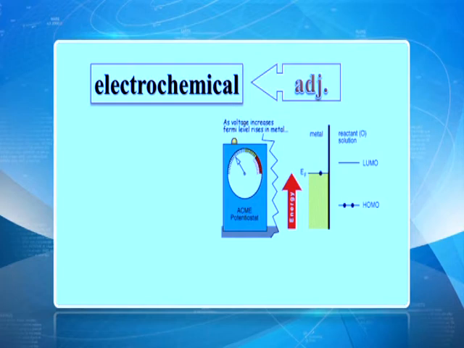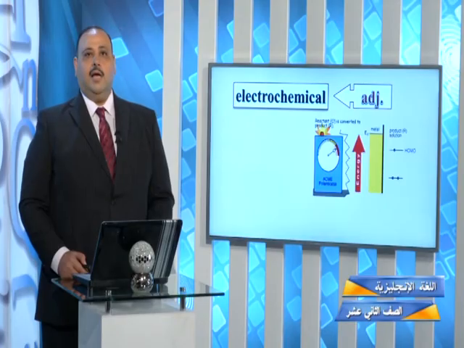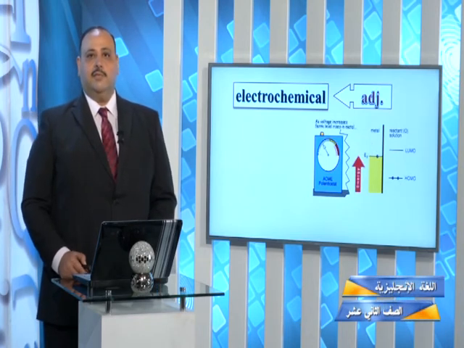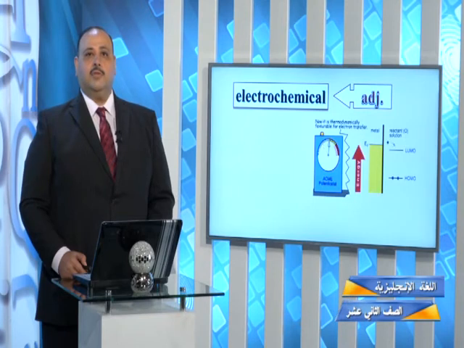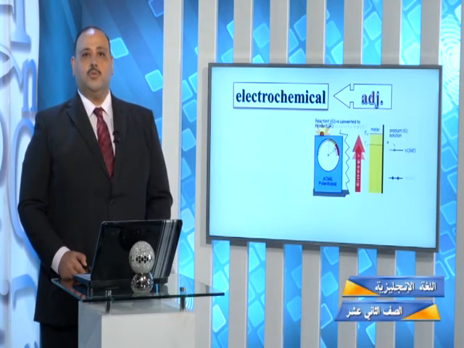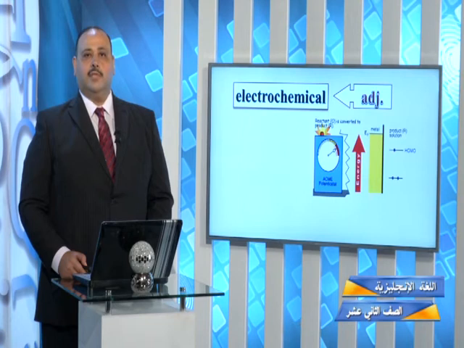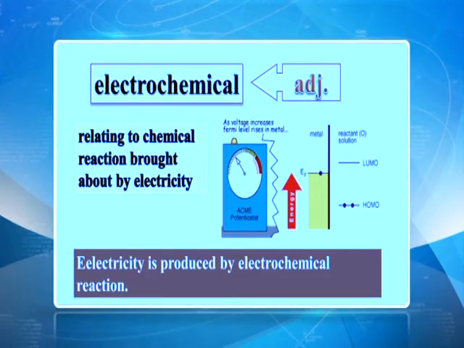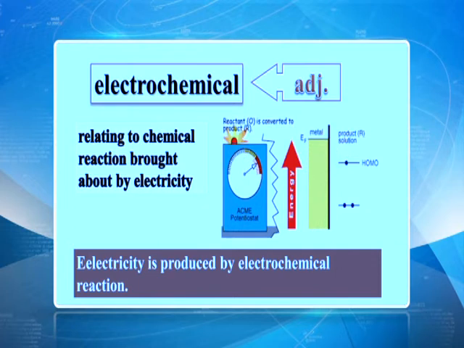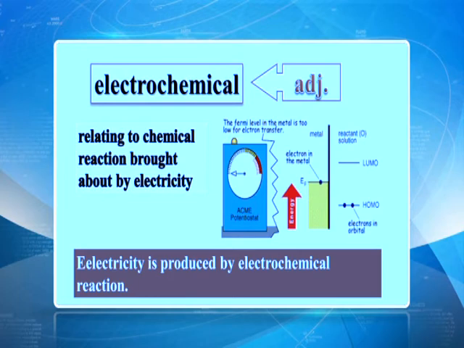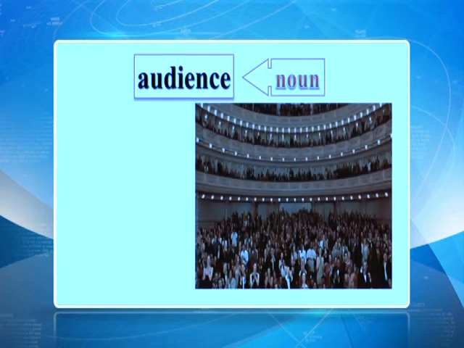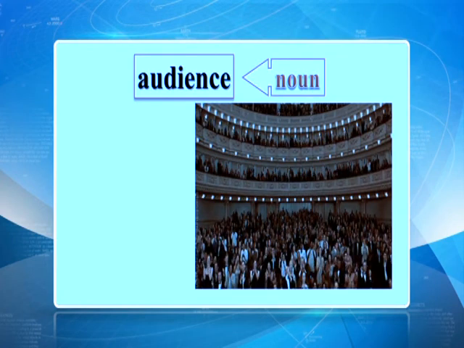Electrochemical. This kind of word is called, in English, a blend. I have one word that refers to two things at the same time. Actually, it is an adjective and describes two things, electricity and chemicals, but it refers to the process of generating electricity by having a chemical reaction. Now let's see. Relating to chemical reaction brought about by electricity. Electricity is produced by electrochemical reaction. Okay? Now, this word is also an easy one.